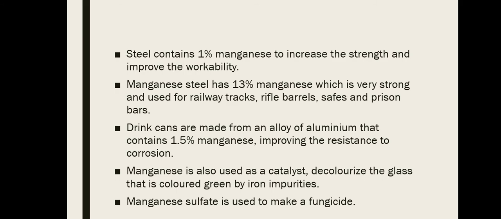Drink cans are made from an alloy of aluminium that contains 1.5% Mn, improving the resistance to corrosion. This mainly represents that in our daily life there are many things that contain Mn, such as we have described, railway tracks and drink cans, etc. Mn is also used as a catalyst, to decolorize glass that is colored green by iron impurities. Mn sulfate is used to make a fungicide.